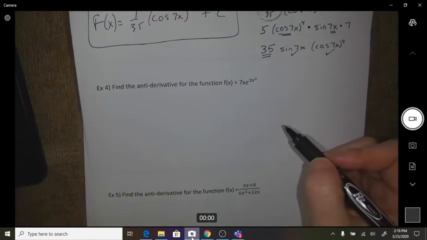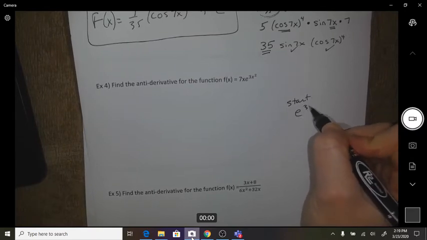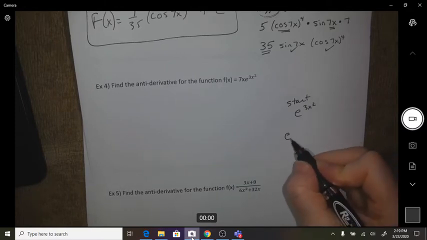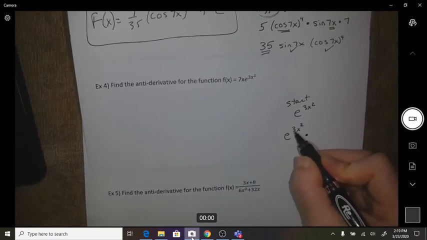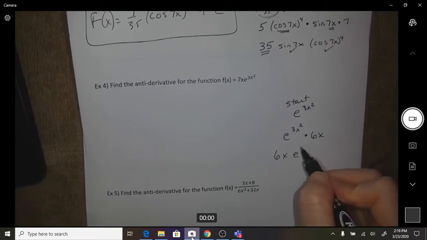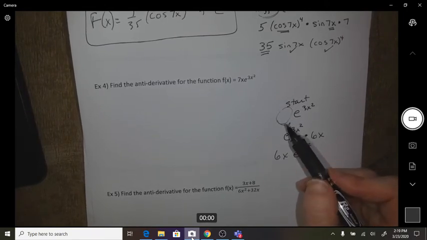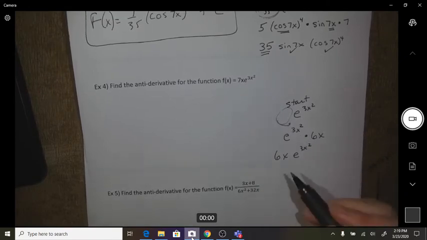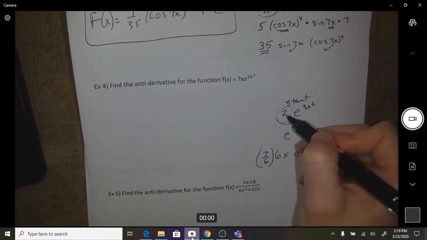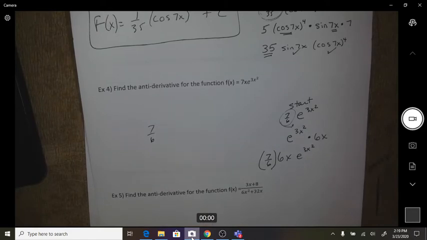Okay, next one. I am going to test my start with e to the 3x squared. If I have that, the derivative of that is repeat times the derivative. So what do I need here that got me a 7 instead of a 6? What would I times? 7 over 6. So 7 over 6 is in the front.